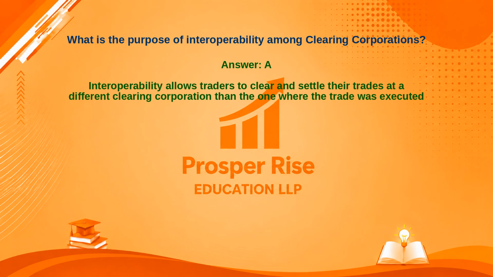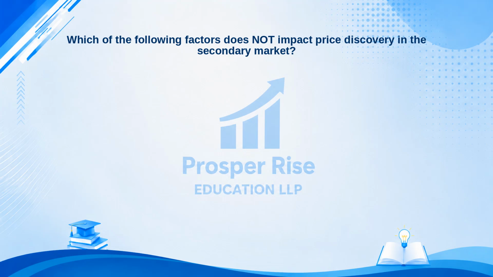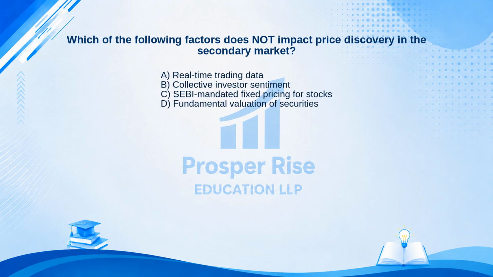was executed. Which of the following factors does not impact price discovery in the secondary market? Here are your options. A. Real-time trading data. B. Collective investor sentiment. C. SEBI-mandated fixed pricing for stocks. Or D. Fundamental valuation of securities.